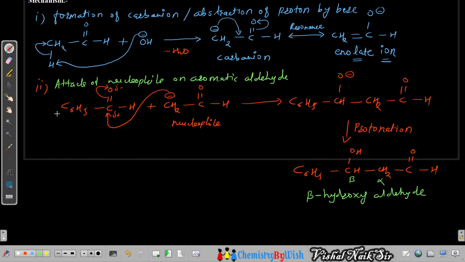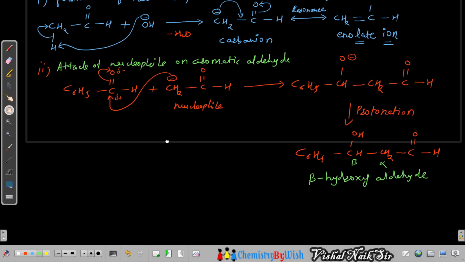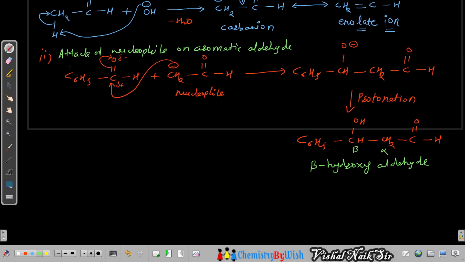The name of the step can be anything, but in this step the nucleophile attacks the aromatic aldehyde and converts it into an oxyanion type of product, which abstracts the proton from the base. This step is called protonation. So we get beta hydroxy aldehyde as a product in the second step.